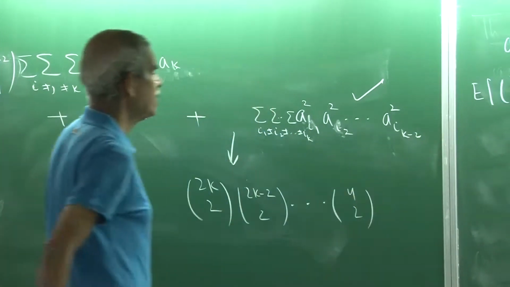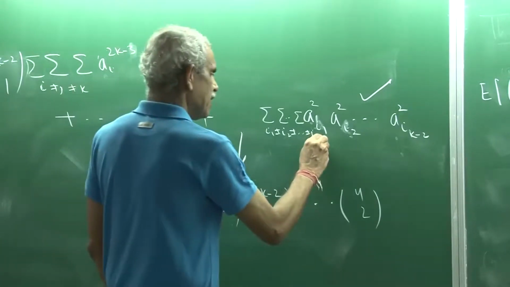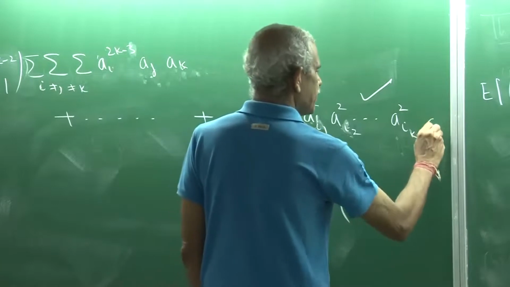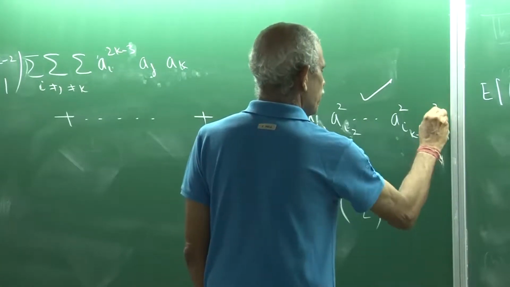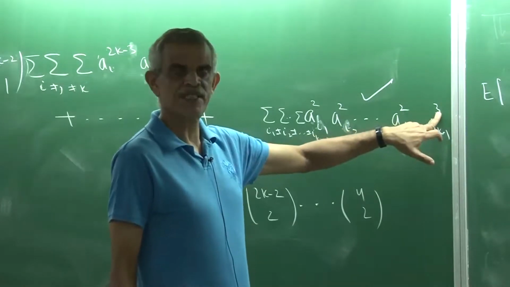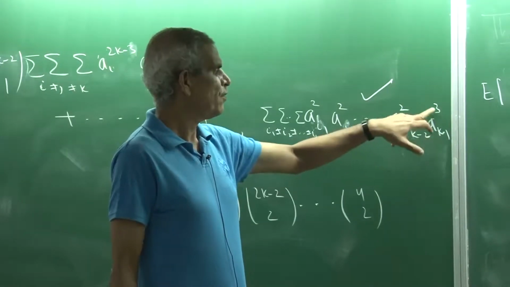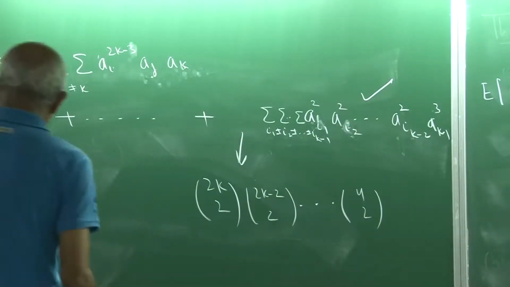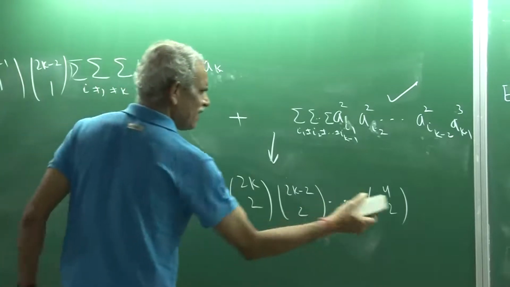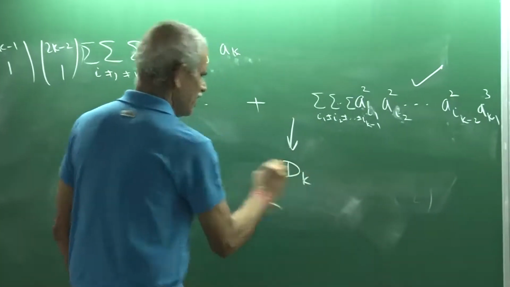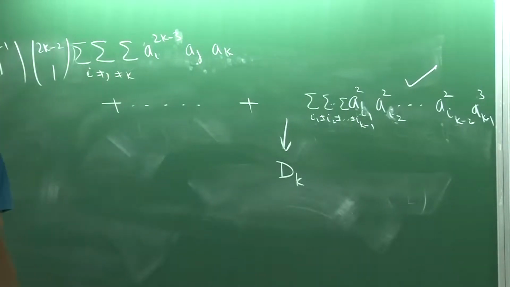So I_1, I_2, up to I_(k minus 2), and I_(k minus 1), I put it here. And from one of them, power 3 comes, so a_(k minus 1) to power 3. That would make it 2k minus 4 plus 3, the powers adding up to 2k minus 1. And then this would be some factor which I need not care about, because it is a constant, d_k, because I am finally interested in the orders only.